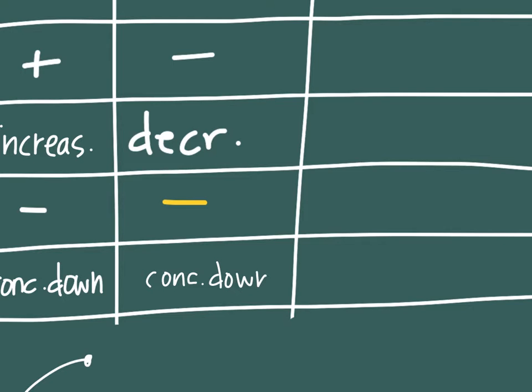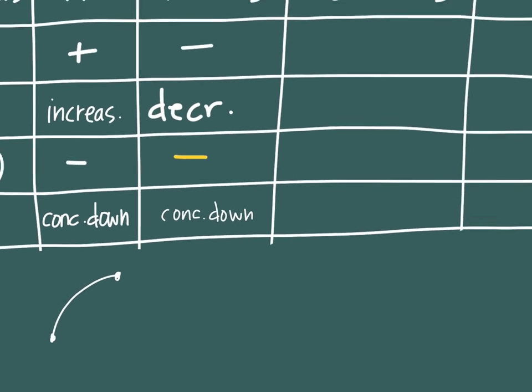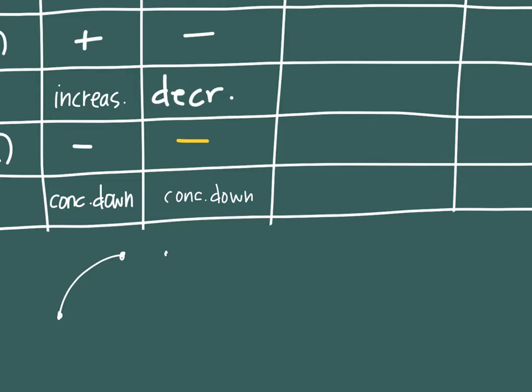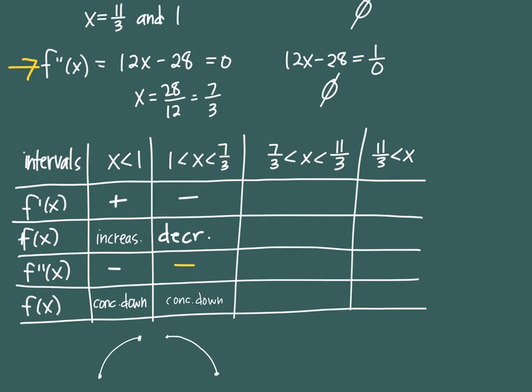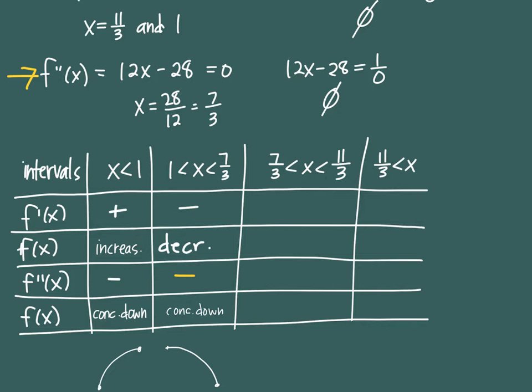And so the next section of my graph is going to be decreasing and concave down. So that'll be the section that looks like that. That's what decreasing and concave down looks like. And eventually we'll make this continuous. And we just keep doing this for each one.